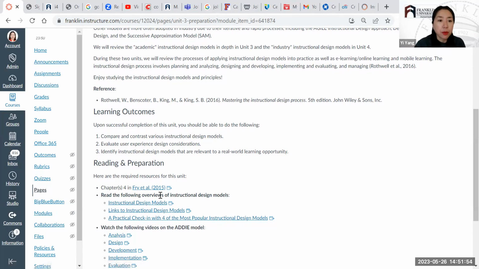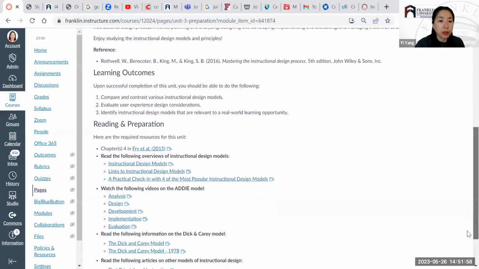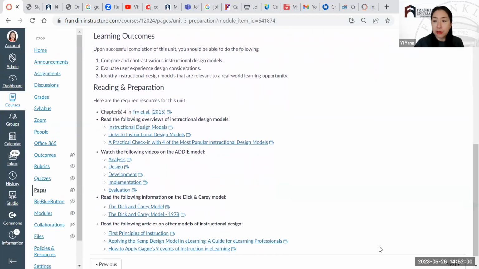First of all, read chapter 4 in the textbook. In addition to that chapter, because it just gives you a very brief overview, there are some great resources about various instructional design models. There's also a practical check-in with 4 of the most popular instructional design models. I'm sure ADDIE is one of them.